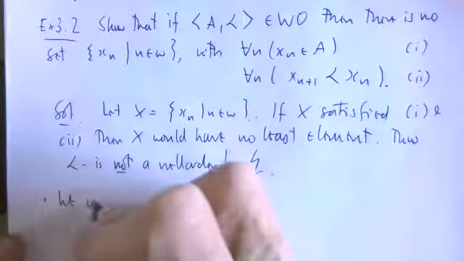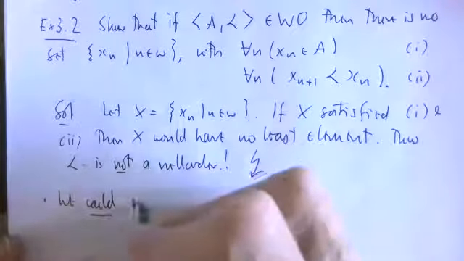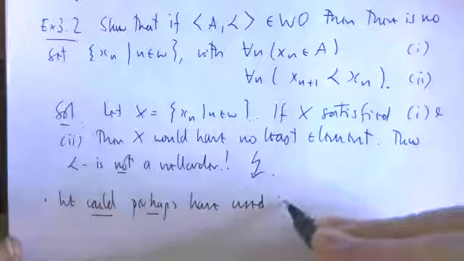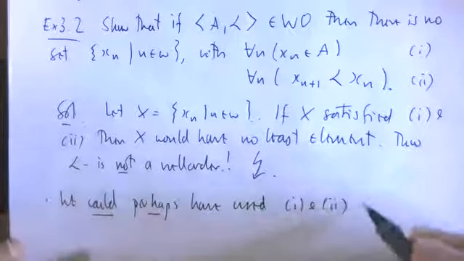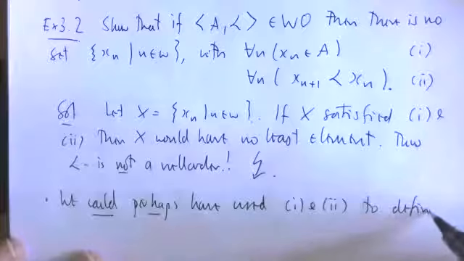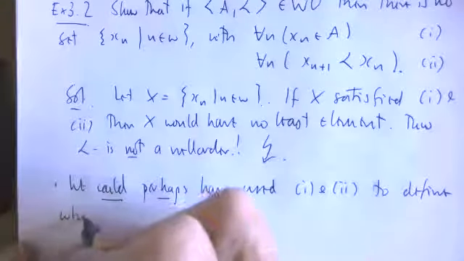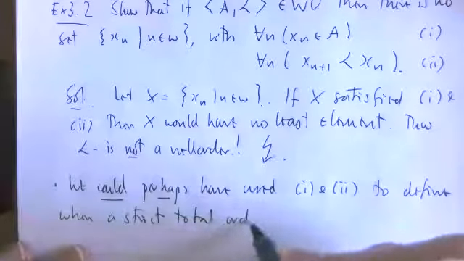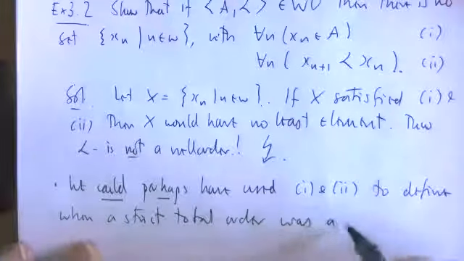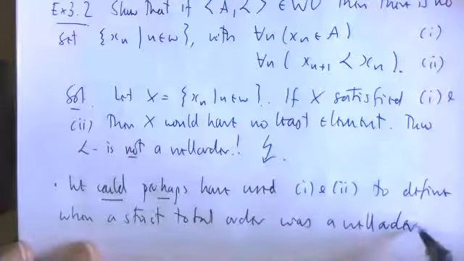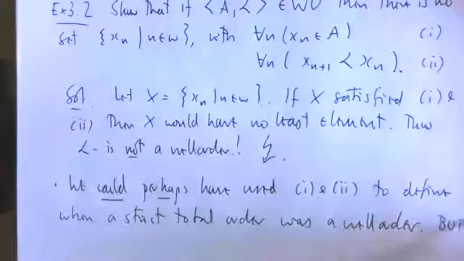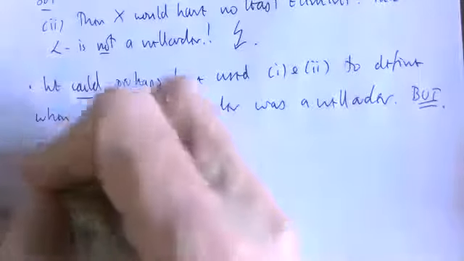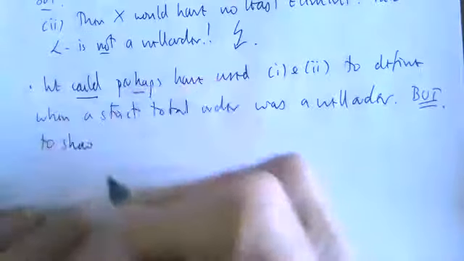So we could perhaps have used 1 and 2 to define when a strict total order was a well order. But to do that, we would have needed some choice.